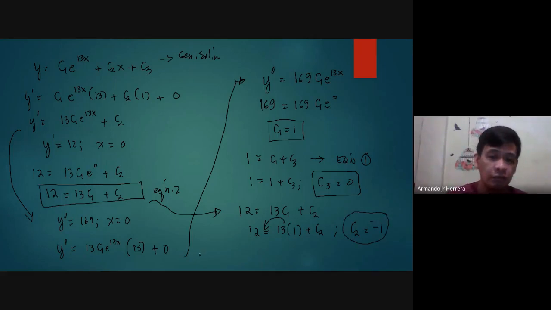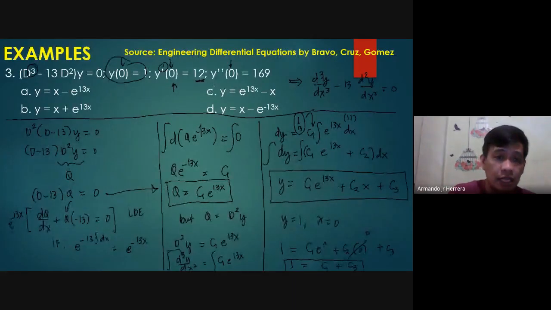So therefore, y is equal to, the value of c1 is 1 times e to the 13x is e to the 13x, minus, because c2 is negative, times x is minus x, plus c3 is 0. So that will be our answer. So that is letter C.